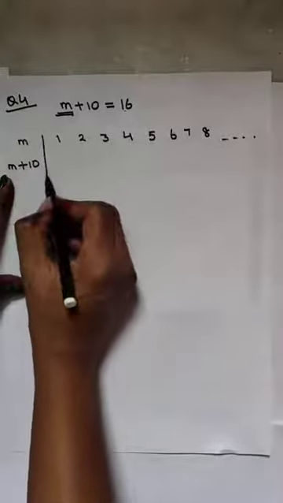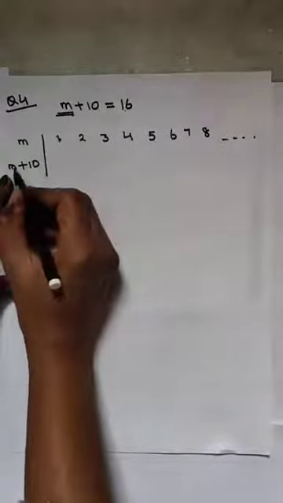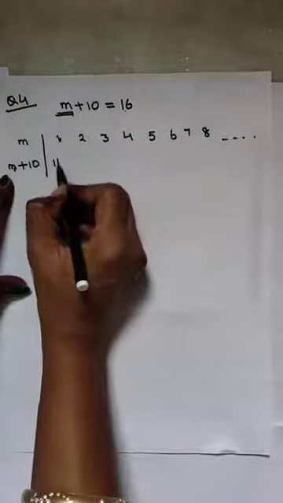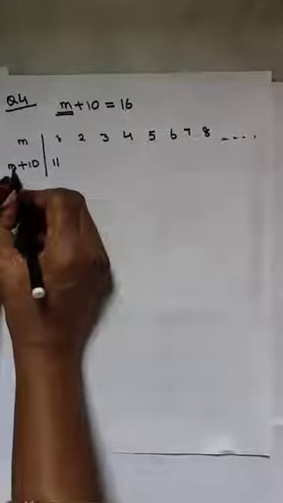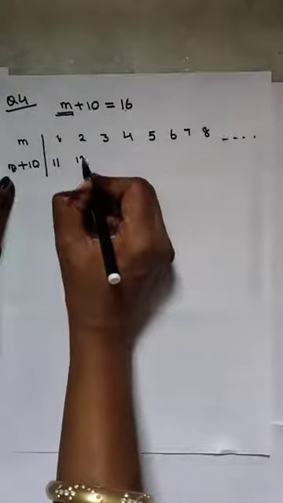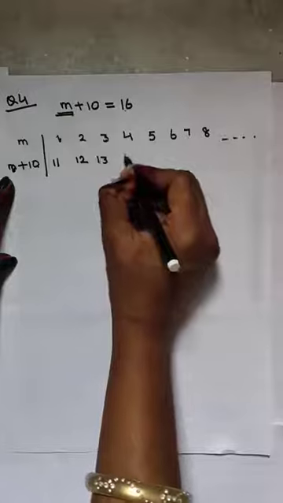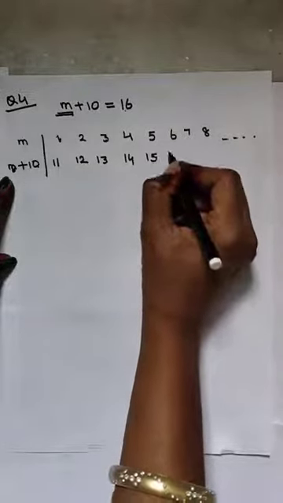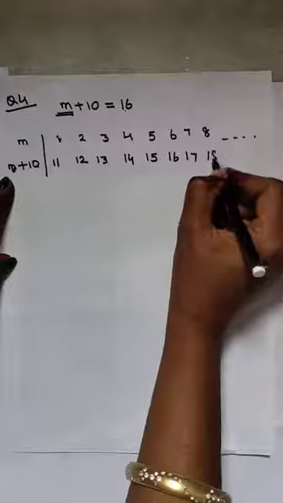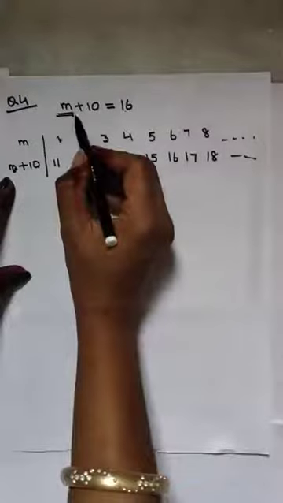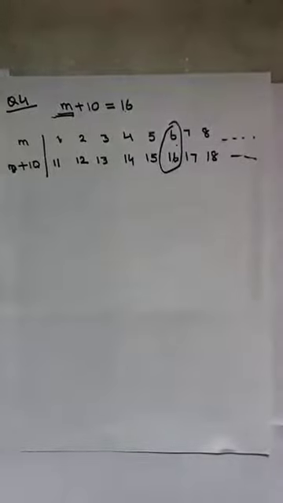m plus 10. Here you will write down in place of m, 1. So 1 plus 10 is 11. In place of m you will write down now 2. 2 plus 10 is 12. In place of m, 3. 3 plus 10, 13. 14, 15, 16, 17, 18 and so on. So for which value of m will this equation be satisfied? For the value m equal to 6. In this way you can complete question number 4.